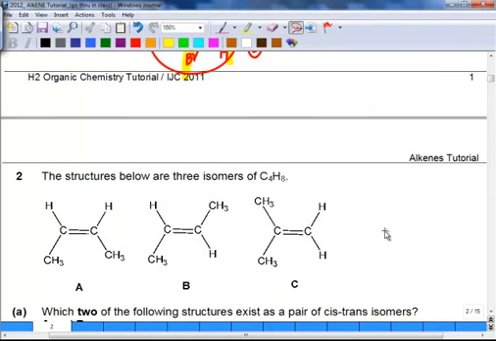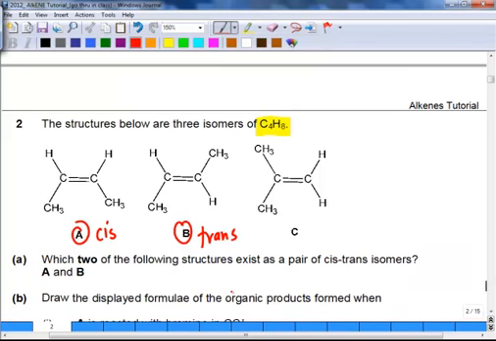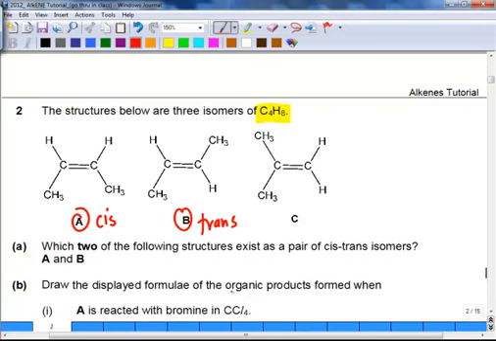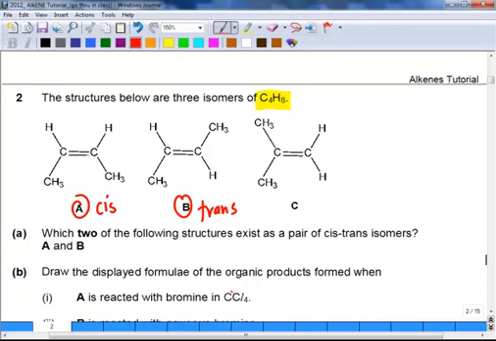Okay, question 2 says that there are 3 isomers of C4H8. Which 2 isomers exist as a pair of cis trans? Good. A and B. So you just check. For A, is it cis or trans? Cis, correct. B must be trans. Good. So based on this, you have A and B. And they say draw the displayed formula when A is reacted with bromine in CCl4.